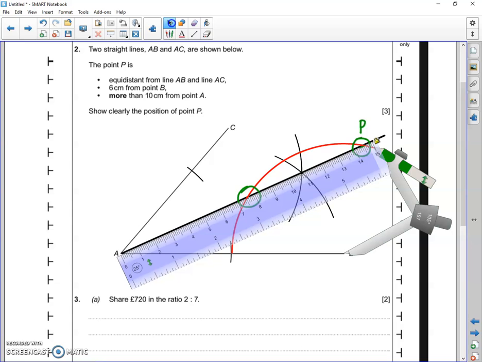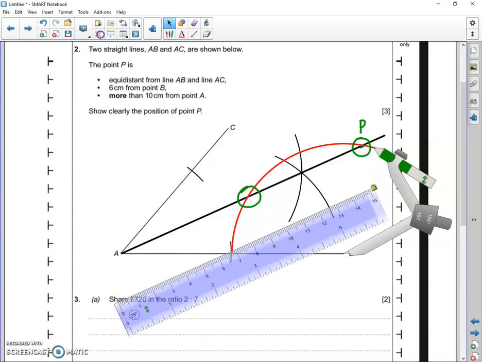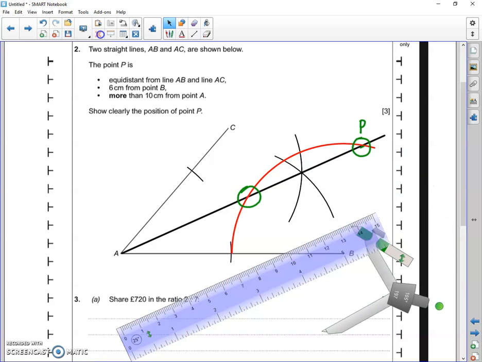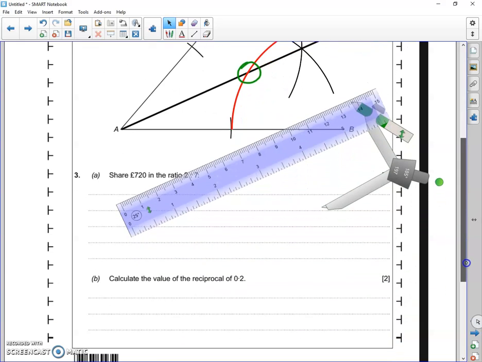Okay, so your final answer for this question, get rid of all of this stuff, there we go, is the furthest away point P, where the 6 centimetre curve crosses the equidistant line. Okay, so that's the end of that one.